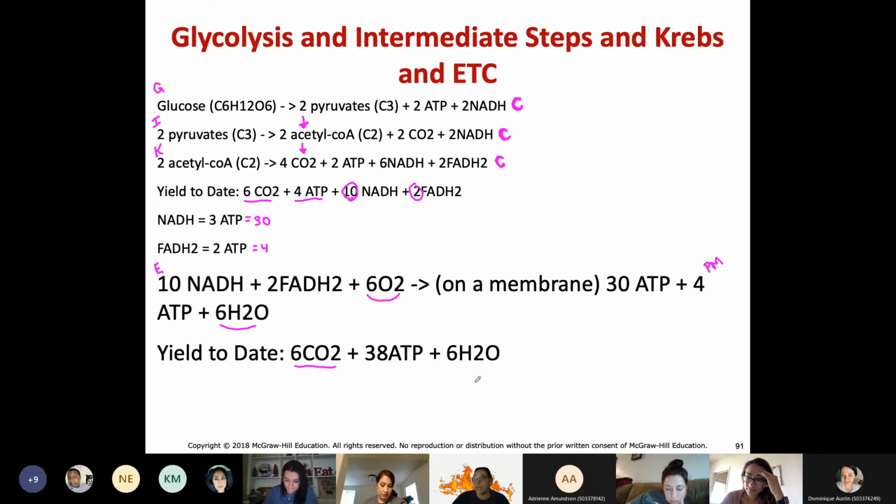So the net yield to date at this moment, guys, really the end result, is 6 CO2s. You've got 6 waters from right here, and you've got about 38-ish ATPs. That's the net yield to date. After all this hard work, that's what you made. I'm not complaining, guys, because guess what? I made 38 ATPs. That's what I really wanted.